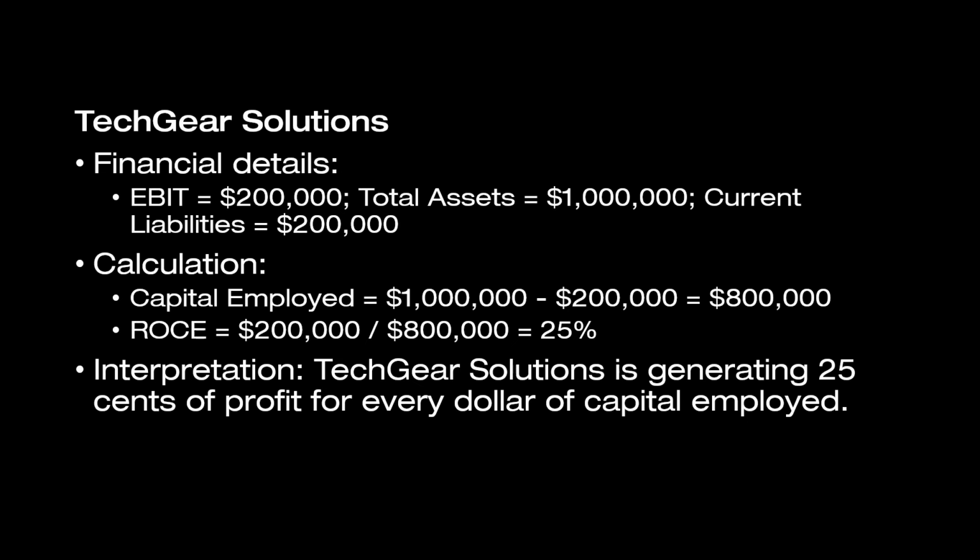Now we calculate the ROCE. ROCE is equal to EBIT divided by capital employed, that is $200,000 divided by $800,000. That calculates to 25%. This means that for every dollar invested in the business, TechGear Solutions generates 25 cents in profit before interest and taxes. ROCE of 25% indicates that the company is quite efficient at utilizing its capital to generate returns.